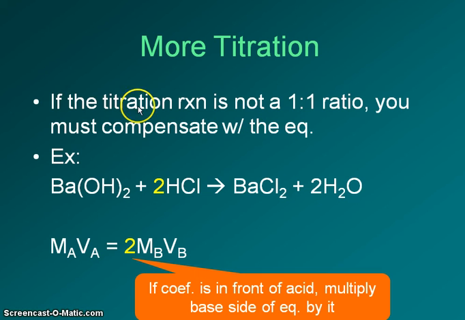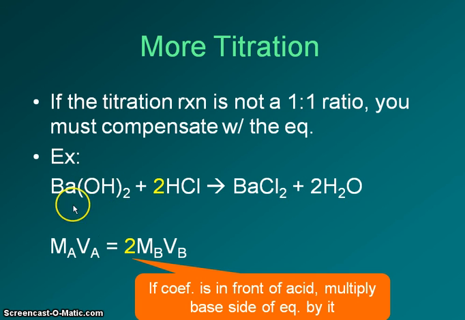Now for this one, if the titration reaction is not a 1-to-1 ratio, you must compensate in your M1V1 equation. So in this situation, I have barium hydroxide combining with hydrochloric acid to make BaCl2 and H2O. Okay, this is my neutralization reaction. Now to balance this, I have to put a 2 coefficient in front of my HCl and a 2 coefficient in front of my water. Now once it's balanced, I only need to pay attention to the acid and base, not the conjugates.